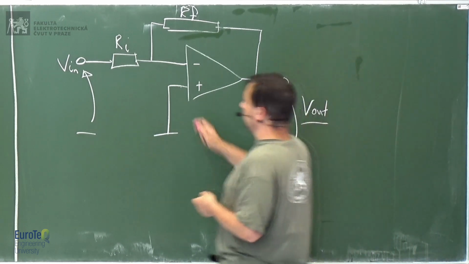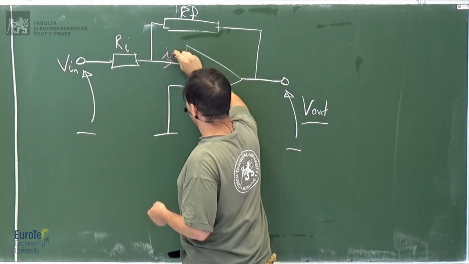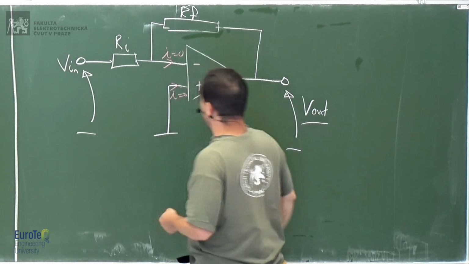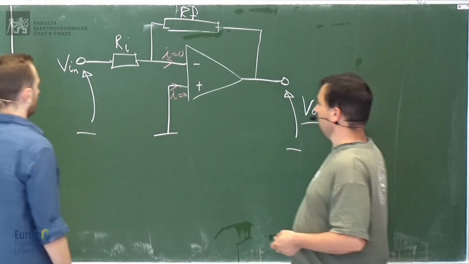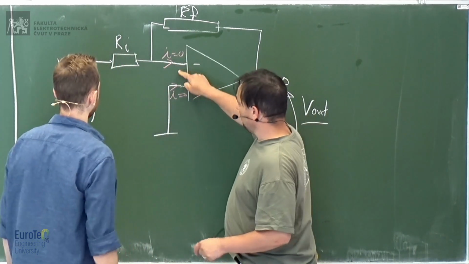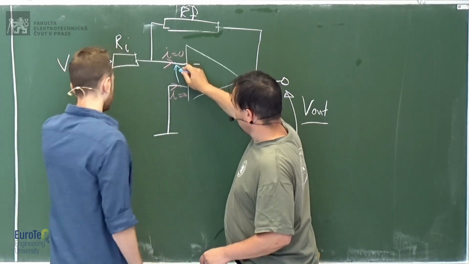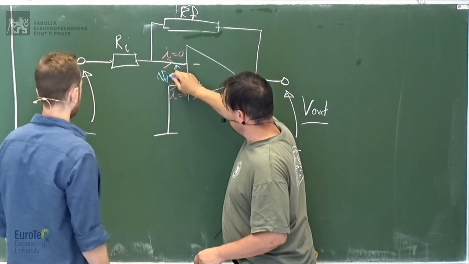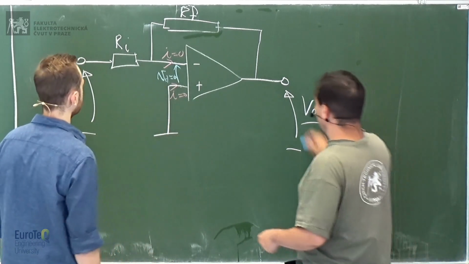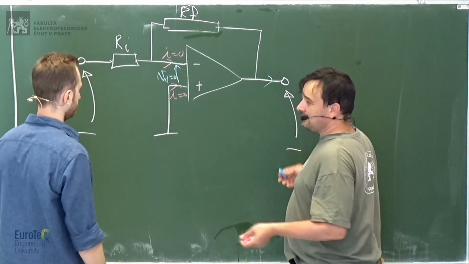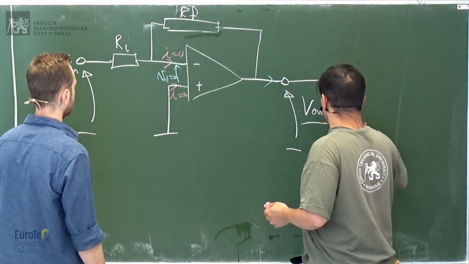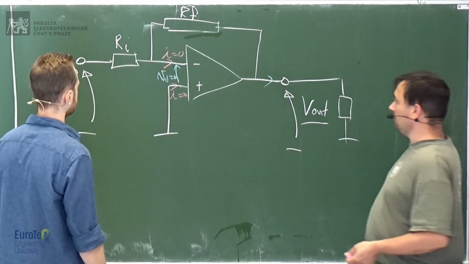So the rules are: no current goes in. No current goes in. And then? Let's use another color. Oh, yes. VD is 0. Okay. And that's it. Yeah, and IO is 0 on the output side. Here the current now is 0, but actually it doesn't matter, because for what we're going to do, that is irrelevant. You can have some load here and that's all fine.